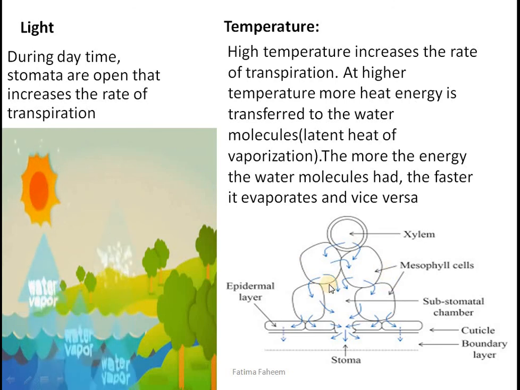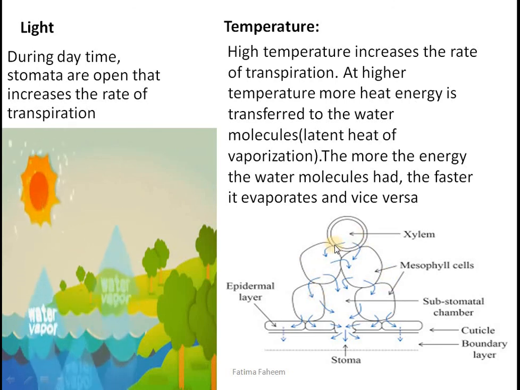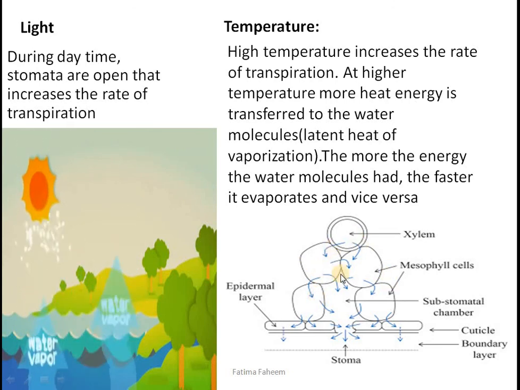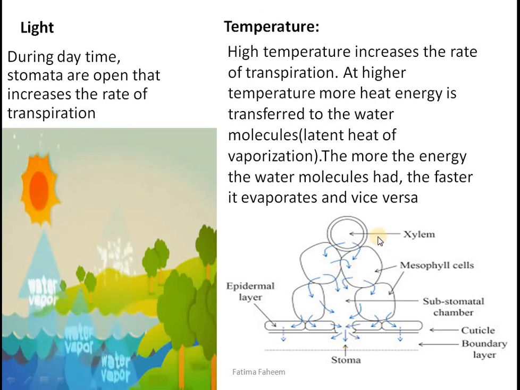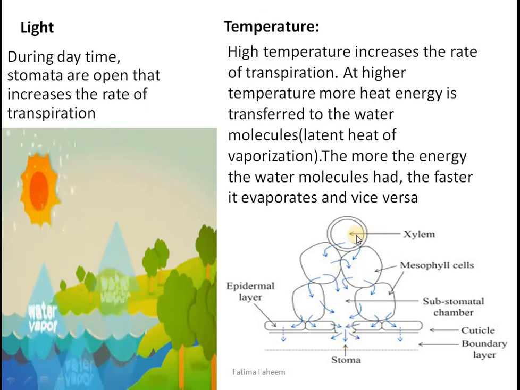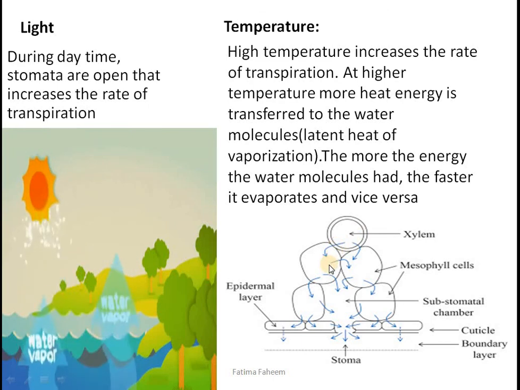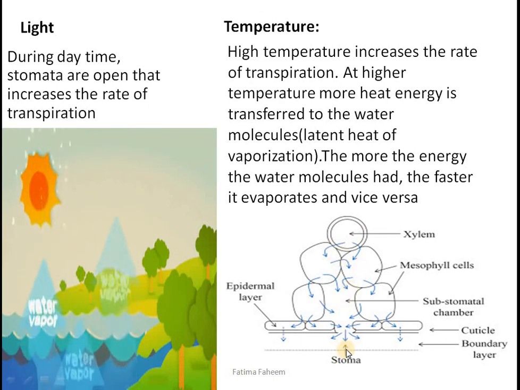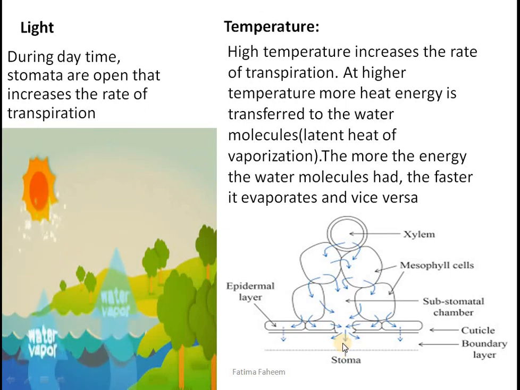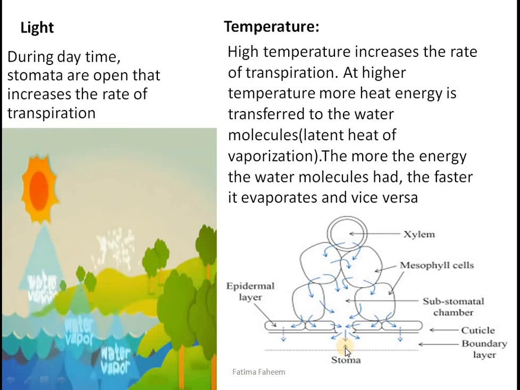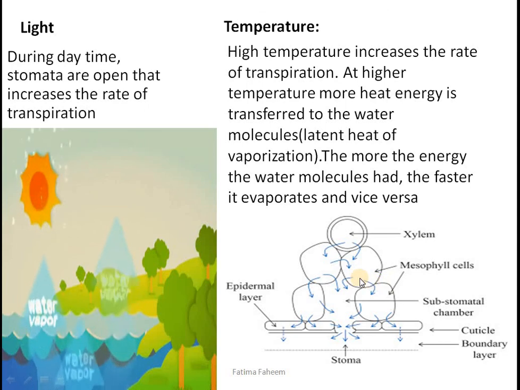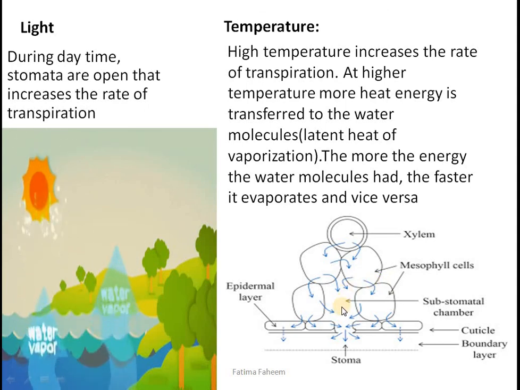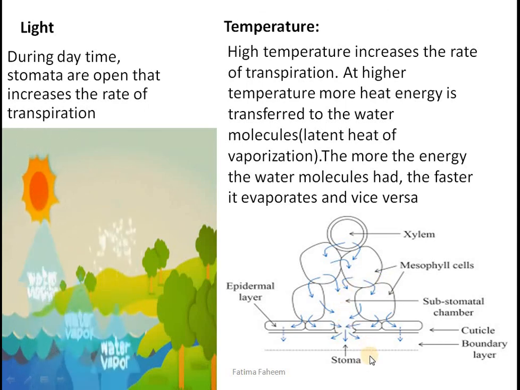So here in the diagram, I have again tried to show you the movement of water molecules out from the leaf through stomata. Water was actually present in the xylem vessel from where it goes into mesophyll cells. Now, if the external environment has high temperature, strong winds, or less humidity or light, more water would go into the intercellular spaces and out from the stomata.